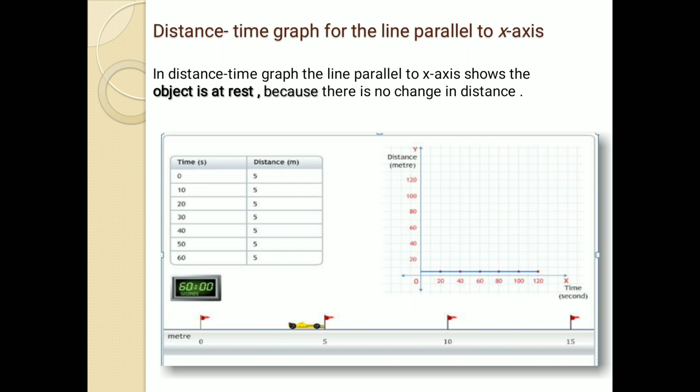So till now we have discussed the distance time graph. In three possible ways we have discussed the distance time graph. First one is the distance time graph for uniform motion. Second one is the distance time graph for non-uniform motion, and the distance time graph for a line parallel to the x-axis. Is it clear? So next we'll move on to the velocity time graph.